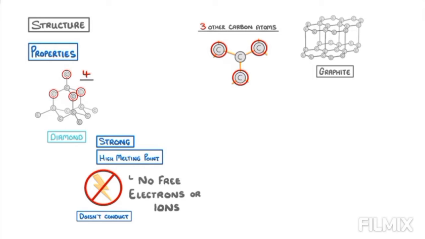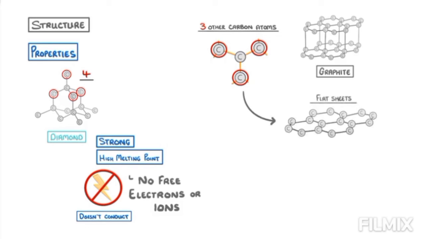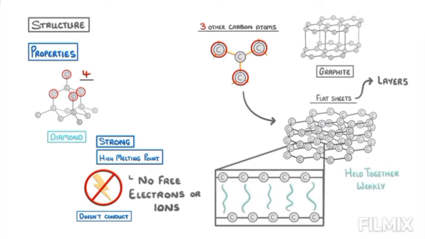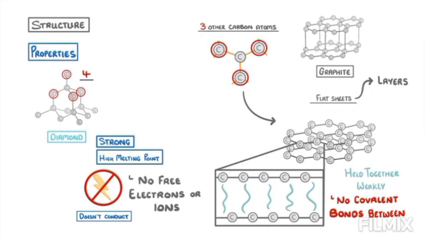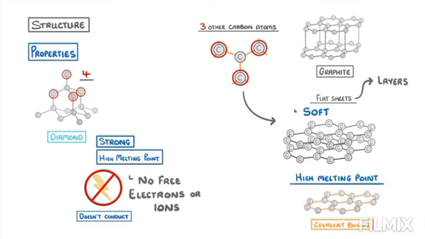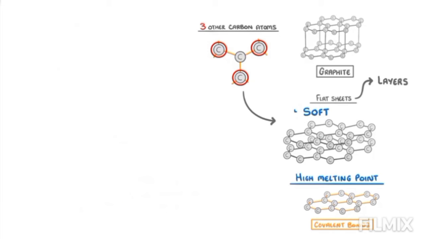Now we can consider the case of graphite. In graphite, each carbon atom is attached to 3 other carbon atoms and forms a flat sheet. This flat sheet is layered to form graphite, and there is no covalent bond between 2 layers. So these layers can move, and graphite is very soft in nature. Since each layer is covalently bonded, they have a high melting point.